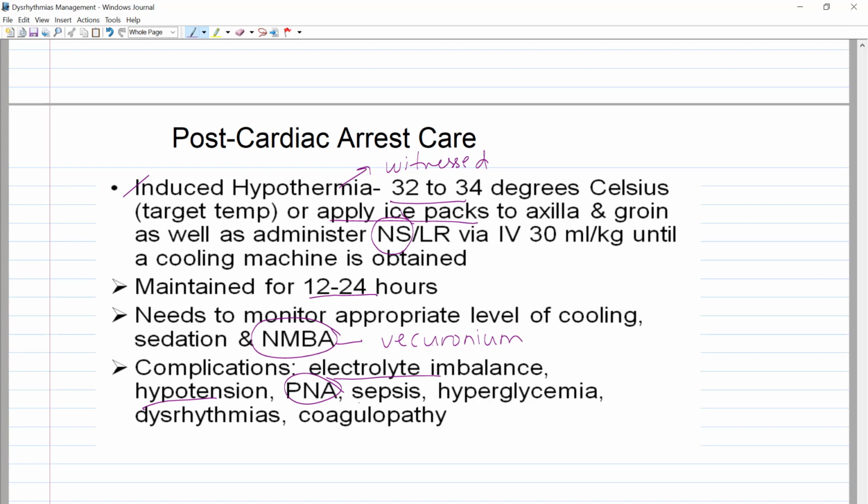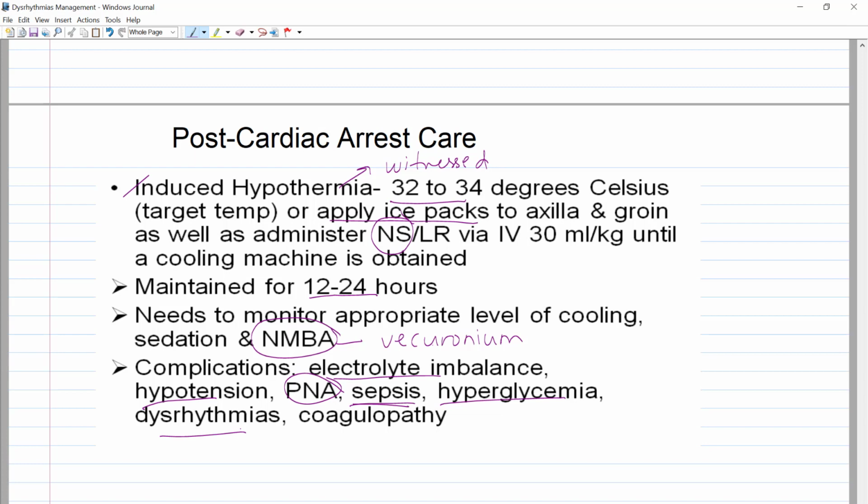Another problem with induced hypothermia is sepsis, because we're using an IC catheter, and I'm going to show you what the IC catheter looks like. It can also cause hyperglycemia because, again, when the patient is cold, the glucose tends to climb up as a response to the cold temperature, and the body is under stress. And you've learned that way back in anatomy and physiology.